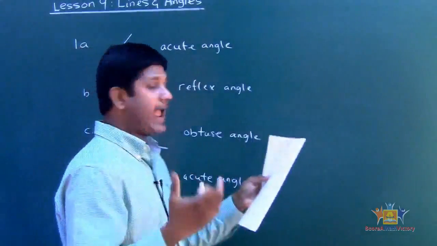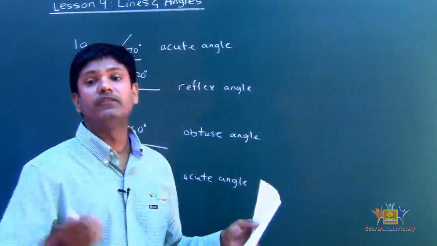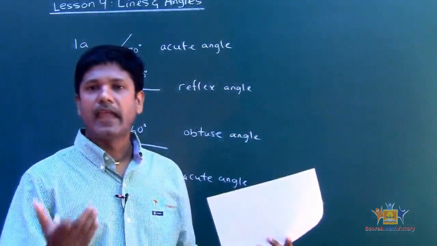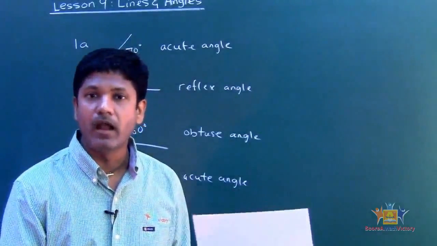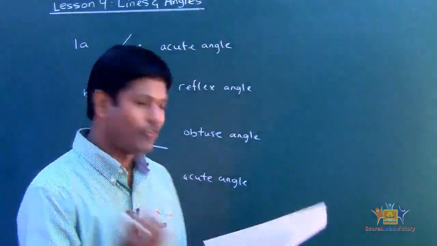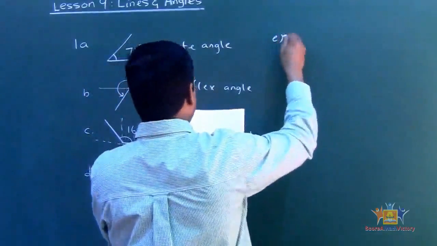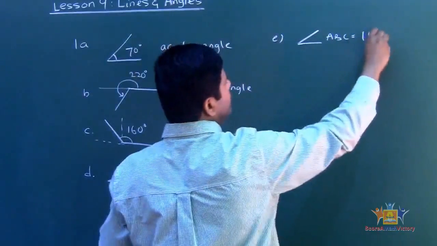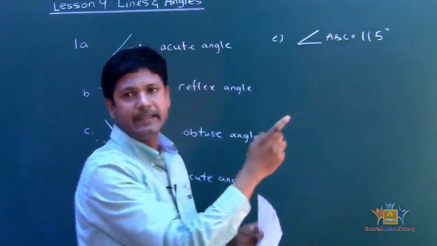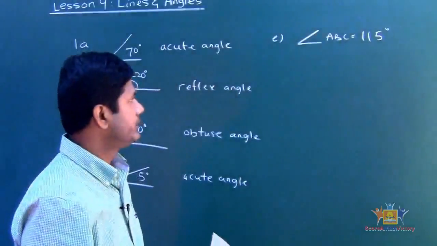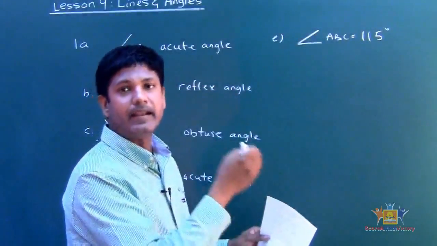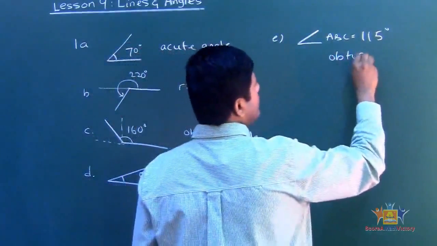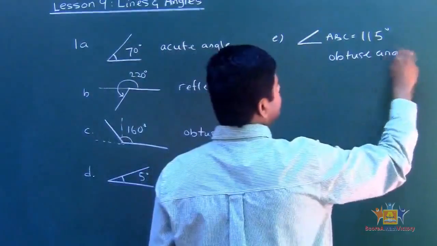E is given angle ABC equals 115 degrees. Well, 115 degrees. It's greater than 90 and it's less than 180. So it's got to be what? Oh, obtuse. That's right. Good job. So E is obtuse because the angle ABC is 115 degrees. It's greater than 90 but less than 180. So that makes it obtuse. Okay, obtuse angle. All right, good.